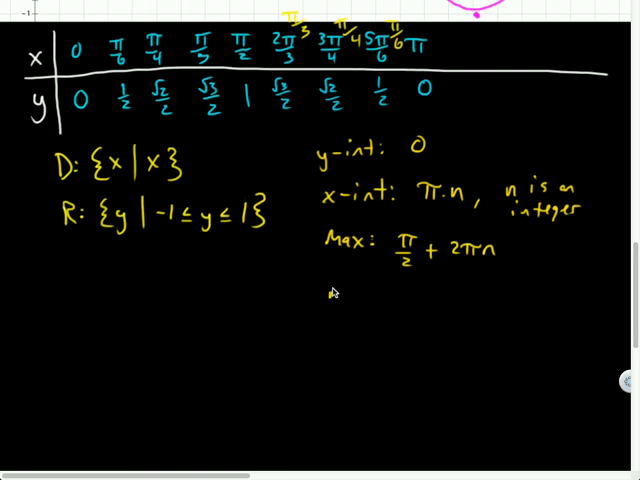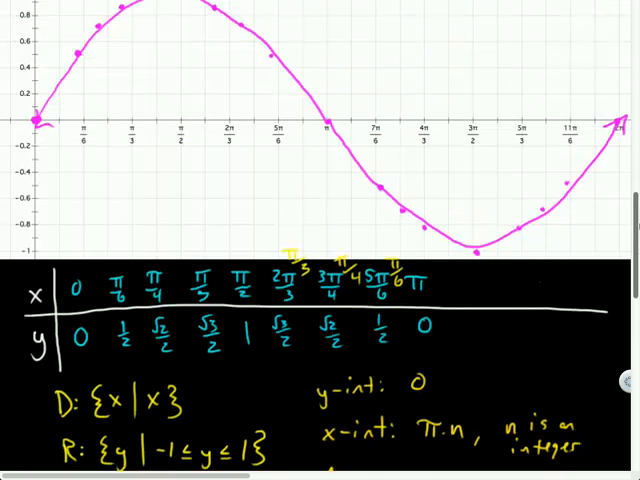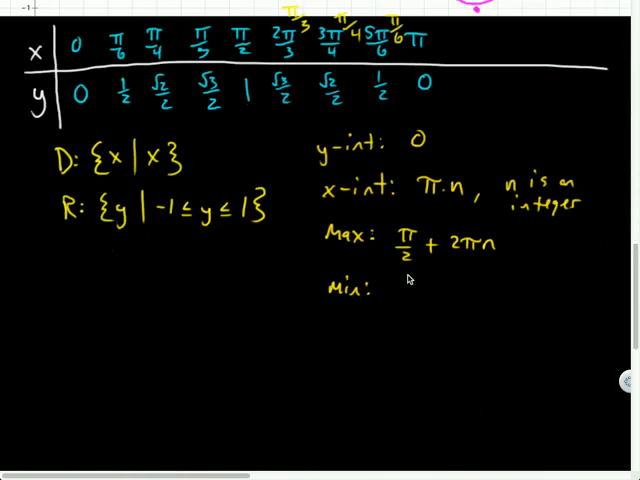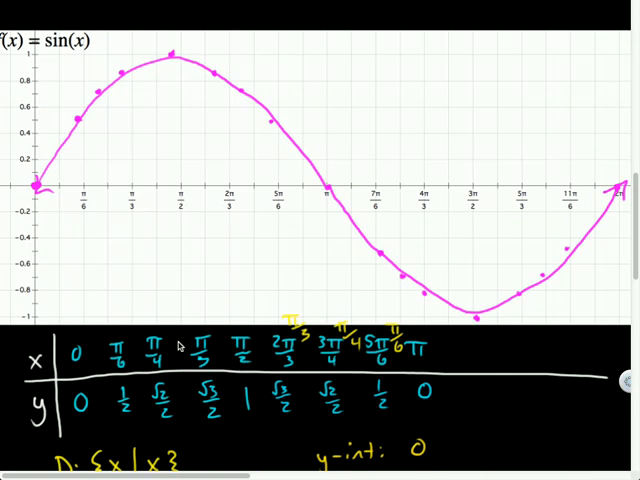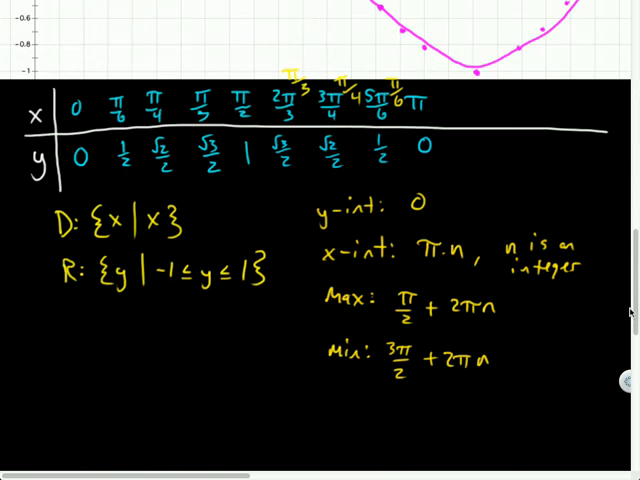Where does the minimum occur? 270, or 3 pi over 2, right? And where else would that occur? Plus 2 pi n, where n is any number. So if I subtract 2 pi from this, there will be a minimum value over there at -1. If I add 2 pi to that, there will be a value way over there, at 3 pi over 2 plus 2 pi, also at the height of -1. So all sorts of interesting things here.